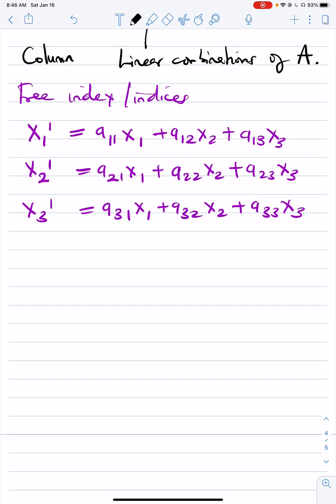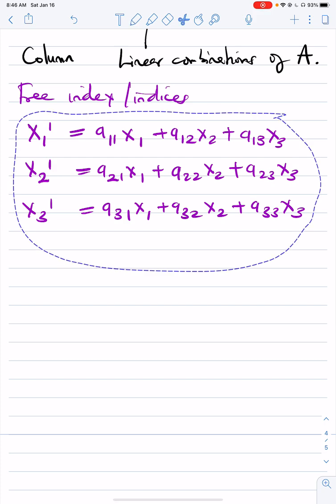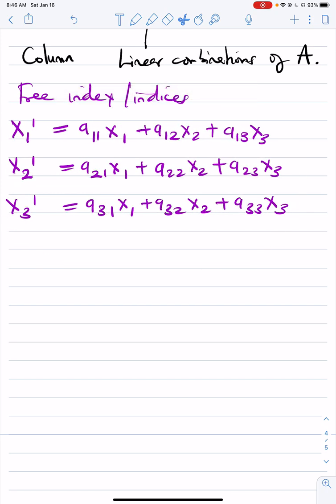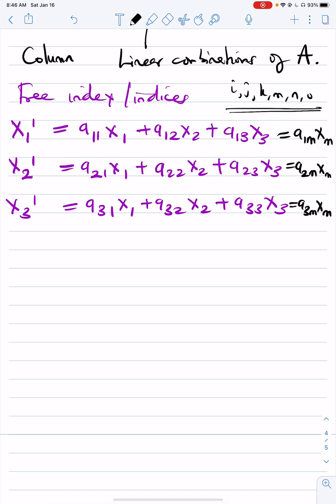Okay, if we look at this, it can also be written as a_1m x_m. This can be a_2m x_m, a_3m x_m. I mean, the choice of using i, j, k, m, n, o is up to you. But the most important thing is you have to follow the summation convention. Deciding to use them the way you want is really up to you.